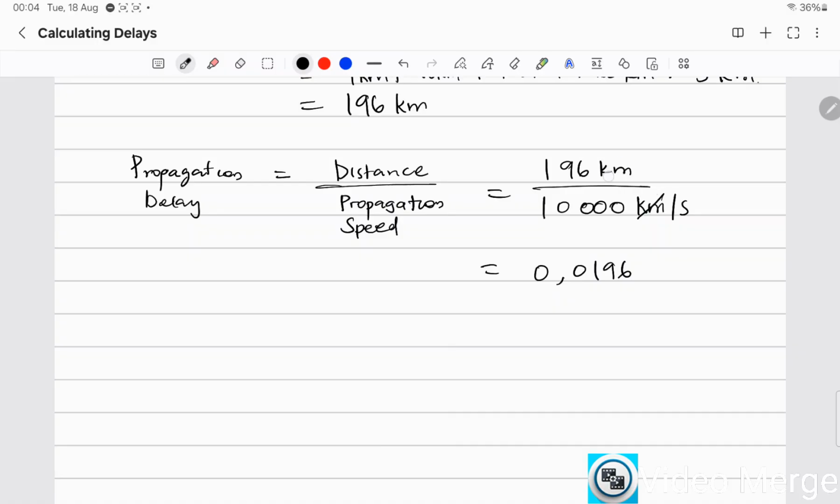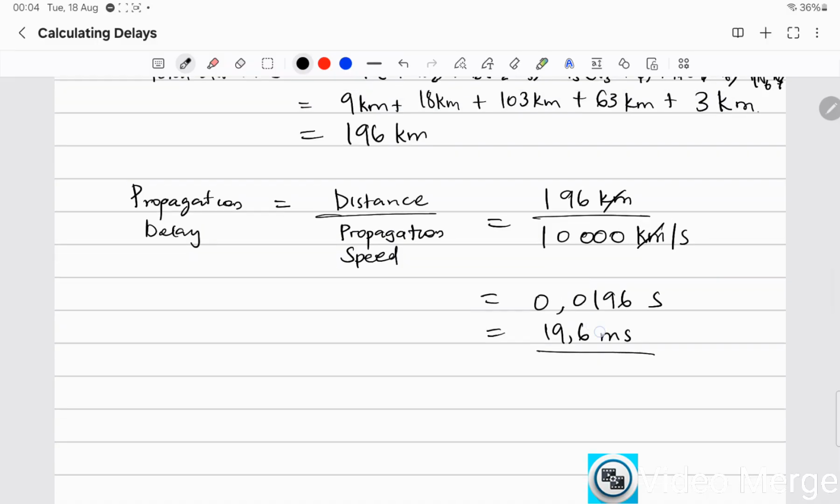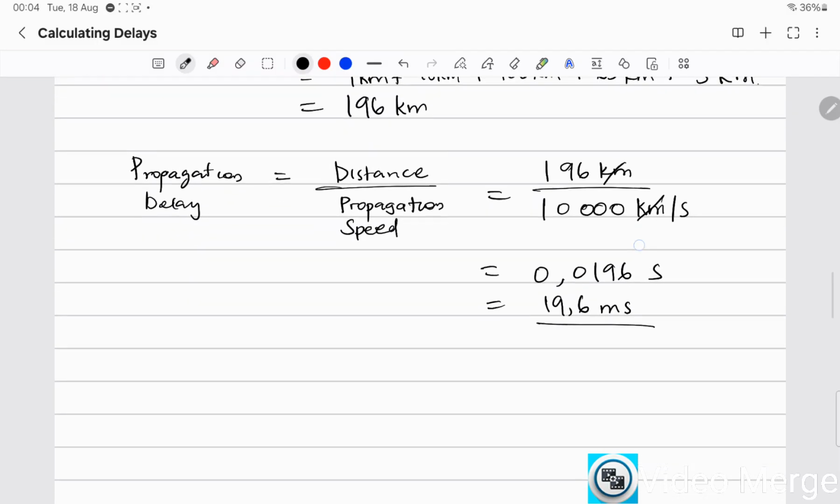And then these kilometers cancel each other, so we're left with seconds. You can either convert this to milliseconds if you feel like it, by multiplying by 1000. It's going to give you 19.6 milliseconds. But it's not important to do this. This is the safest way, because if you want to use this value, most likely you're going to use it in seconds.